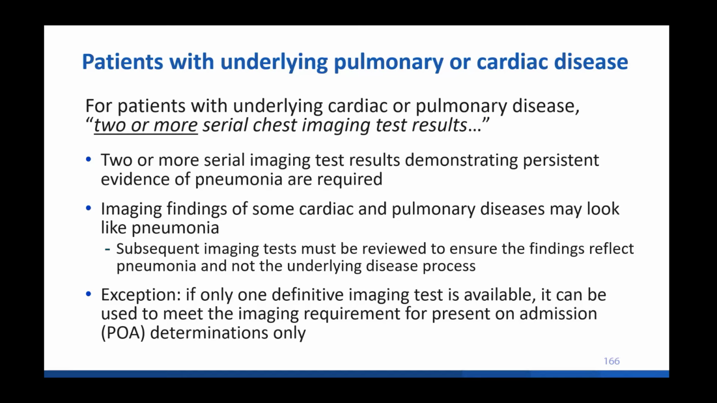However, there is one exception to the serial imaging requirement. In instances where only one imaging test is available, it can be used to satisfy the imaging requirement for present on admission or POA determinations only. Otherwise, if only one definitive imaging test is available for patients with underlying pulmonary or cardiac disease, that single imaging test cannot meet the requirement.